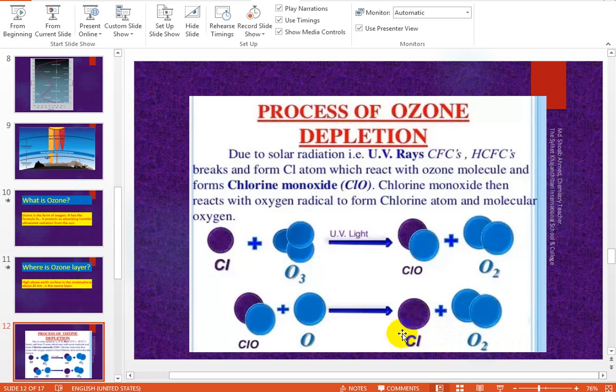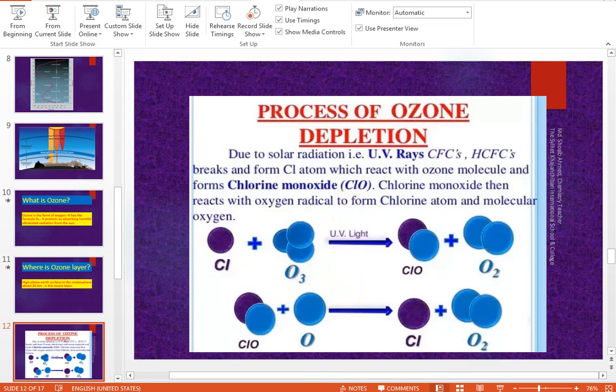This chlorine radical again reacts with ozone, breaking down another ozone molecule, and forms chlorine monoxide and oxygen. This chlorine monoxide reacts with one oxygen radical, forming chlorine and oxygen. Again this chlorine radical reacts with another ozone molecule. This reaction continues, so this reaction is called a chain reaction. So depletion occurs in the ozone layer. Have you understood? This way ozone molecules are broken in the ozone layer.